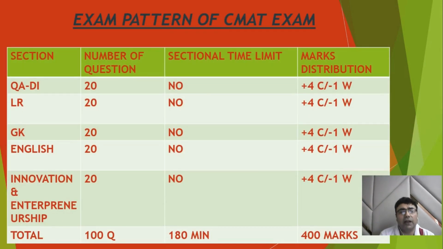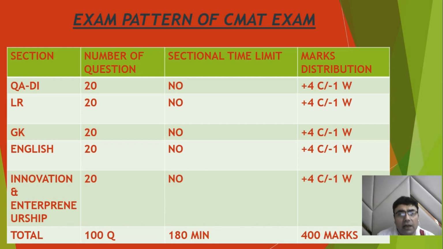This is the exam pattern of the CMAT exam. One section is quantitative aptitude and data interpretation. 20 questions are asked from this section. No section time limit, and +4 for each correct answer, and -1 is deducted for each wrong answer.